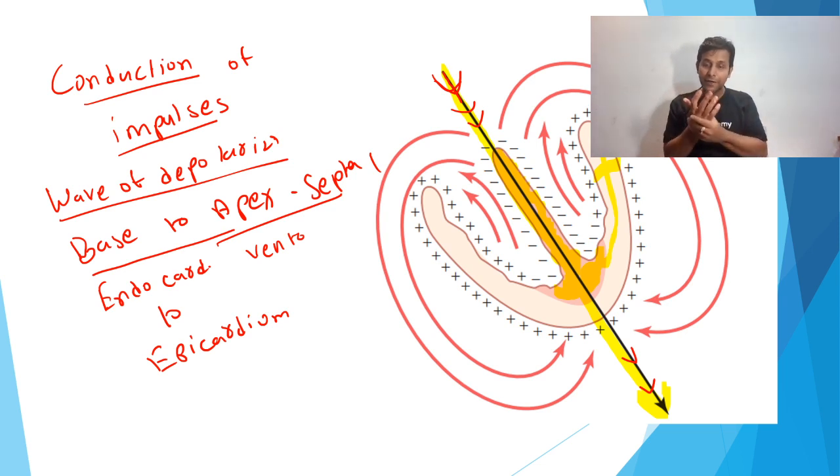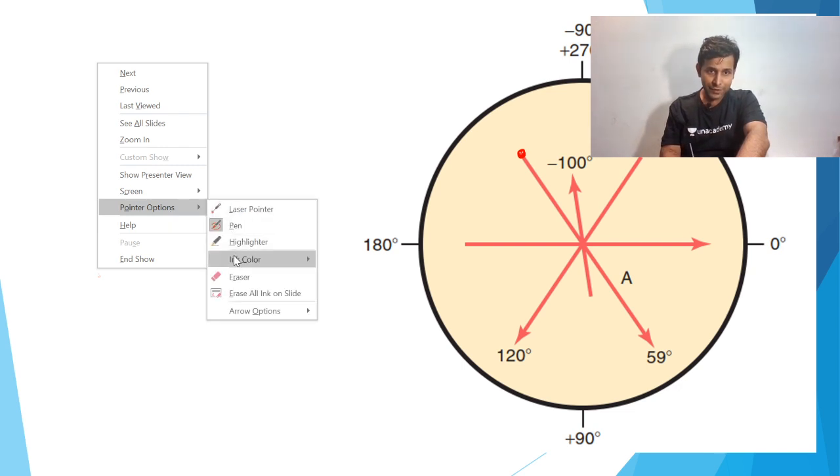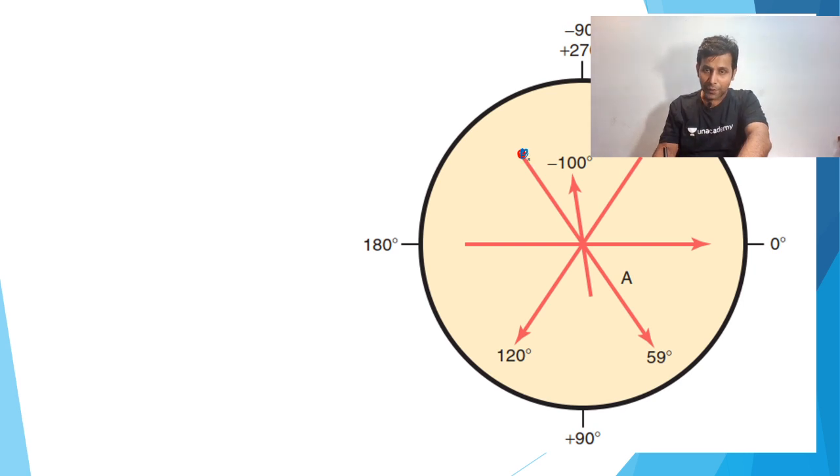But overall, the mass of ventricular muscle is so huge that the direction of electrical conduction always goes from the base to the apex. So this is the mean electrical axis. What does the mean electrical axis mean? It means that the flow of charge, or the wave of depolarization, starts from a point in the base and travels towards the apex. This normal axis is 59 degrees. So 59 degrees is the mean electrical axis.